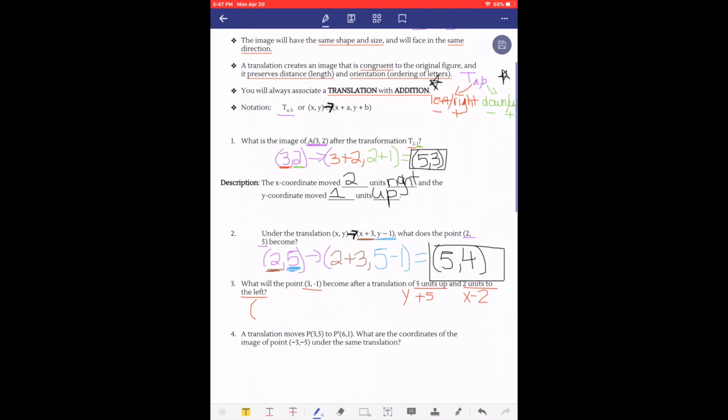Now, if my original point was 3, negative 1, now I know it's x minus 2, so my x was 3. I'm going to bring over that 3 and then minus the 2, comma. It was y plus 5. We're moving 5 units up. So my y was negative 1 plus 5 equals. 3 minus 2 is 1. And then negative 1 plus 5 is 4.